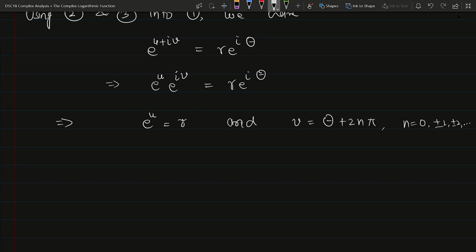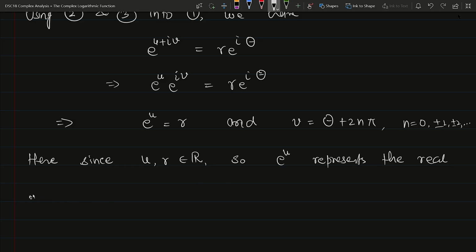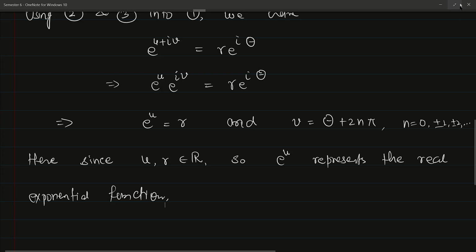And the moment we have the real number system, we can write this in the form of a real logarithmic function. Here, since u and r both are in the real number system, e to the power u represents the real exponential function, and for the real exponential function we know the real logarithmic function provides the inverse function, right?